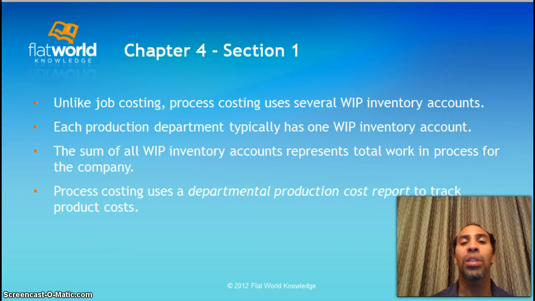So unlike job costing, process costing uses several work in process inventory accounts. Job costing doesn't use several, but process costing does. Each production department typically has one work in process inventory account. The sum of all work in process inventory accounts represents the total work in process for the company. And we'll go through the actual breakdown involving the numbers throughout the lecture. Process costing uses a departmental production cost report to track production costs.